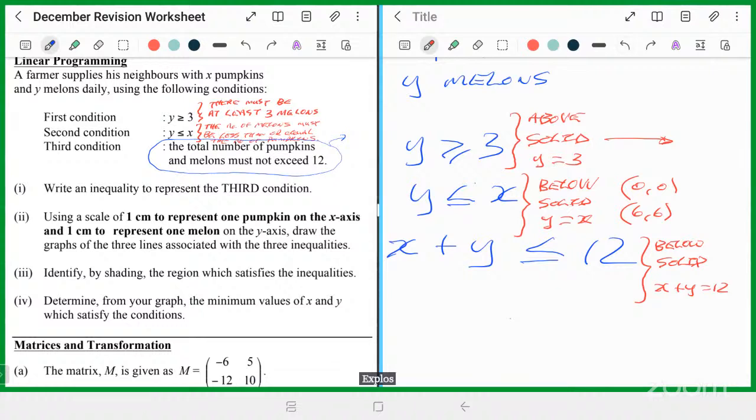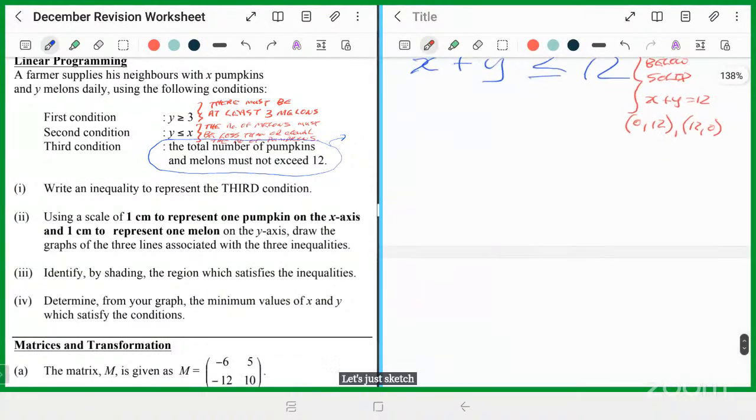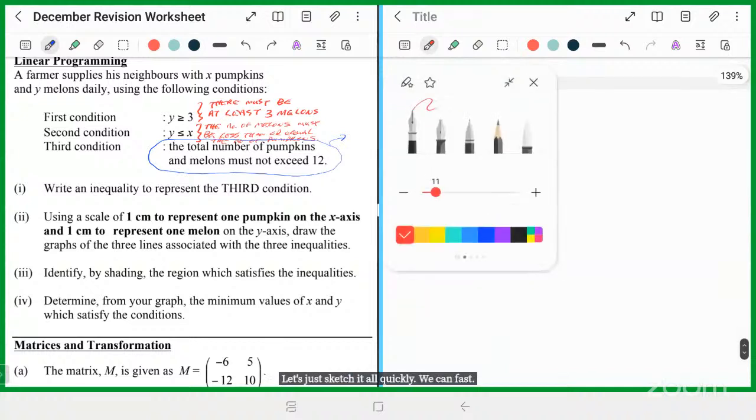It crosses the x-axis and the y-axis at this same number, 12. So it passes through 0, 12 on the y-axis, and it passes through 12, 0 on the x-axis. One of those easy lines to draw. So none of these have to be calculated in the coordinate. Let's just sketch it all quickly, quick and fast.